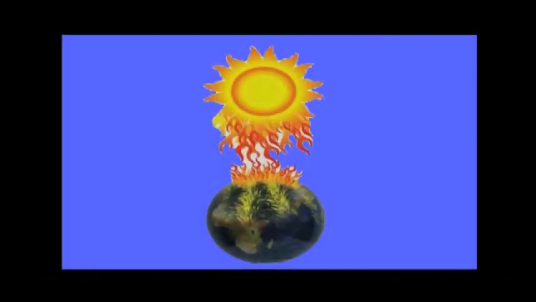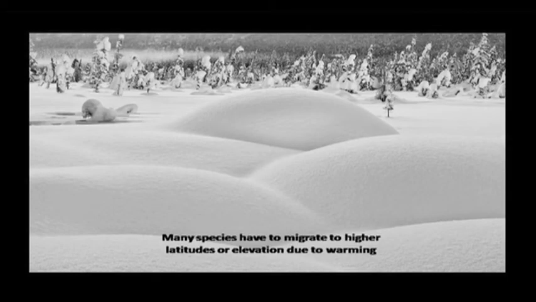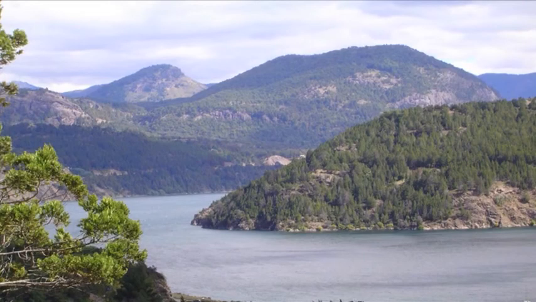Worldwide impacts of recent climatic conditions have already been recorded and have led to shifts in phenology, distribution and behavior of species. Many species have to migrate to higher latitudes or elevation due to warming. But at higher levels, the temperature or weather conditions might hardly be conducive for their survival. Again, with a rise in the level of seawater, the salt water may intrude the fresh water system, forcing many species to relocate, adapt, or simply die due to the inability to do either.